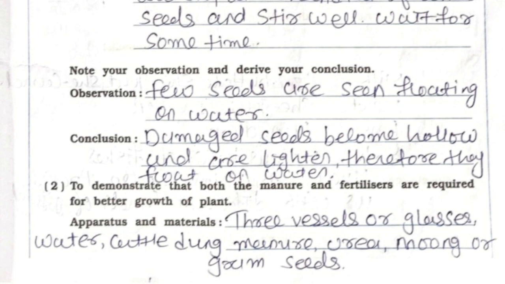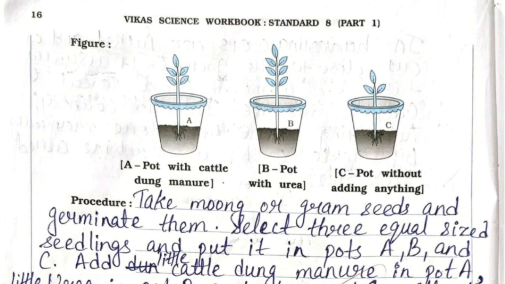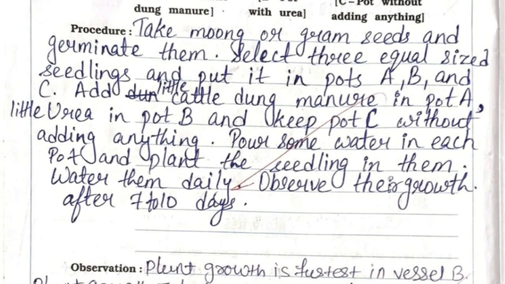Now the second activity, to demonstrate that both the manure and fertilizers are required for better growth of plant. For that, apparatus and materials are 3 vessels or glasses, water, cattle dung manure, urea, mung or gram seeds. And the procedure is, take mung or gram seeds and germinate them. Select 3 equal sized seedlings and put it in pots A, B and C. Add little cattle dung manure in pot A, little urea in pot B and keep pot C without adding anything. Pour some water in each pot and plant the seedling in them. Water them daily. Observe their growth after 7 to 10 days.